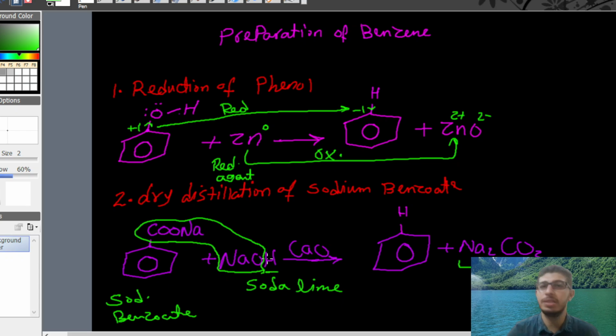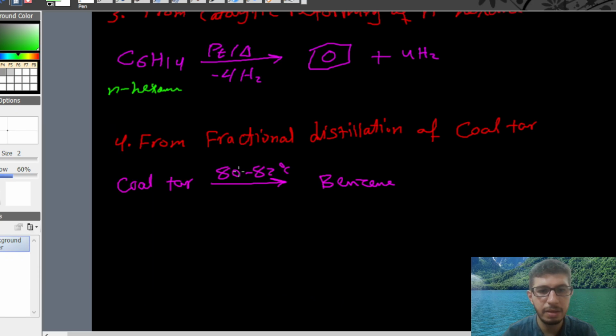Okay, so this is actually not the mechanism of reaction. This is just for simplification reasons, right? So Na2CO3 is removed and is produced in the products, and we get benzene here. Okay, this is for the second method. How about the third method?